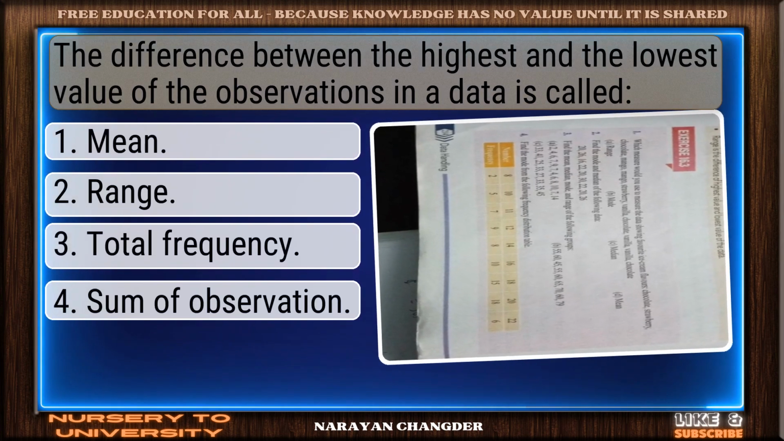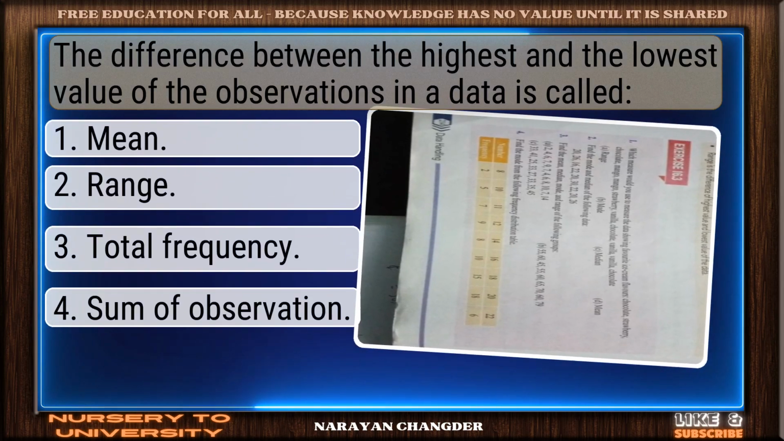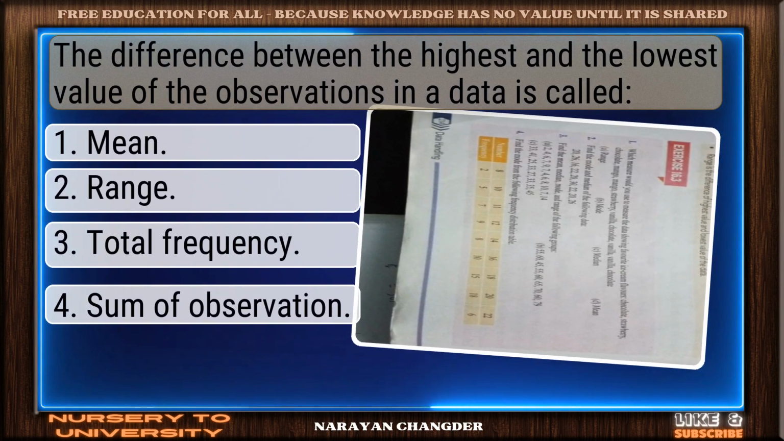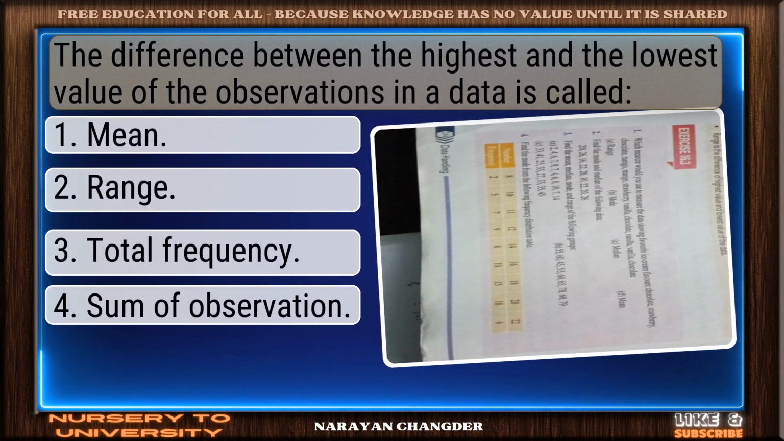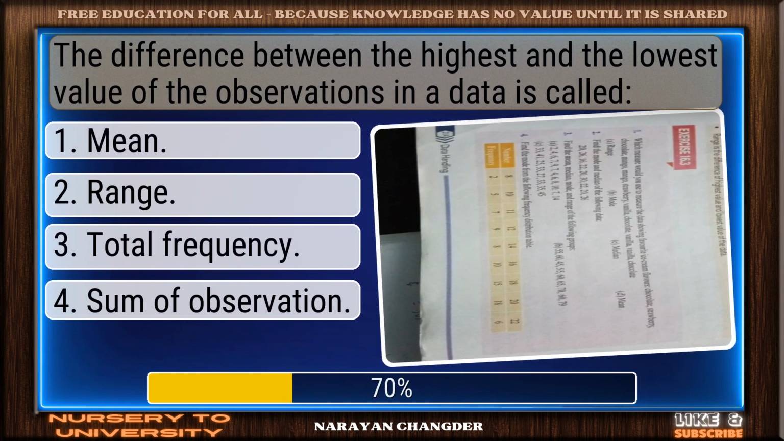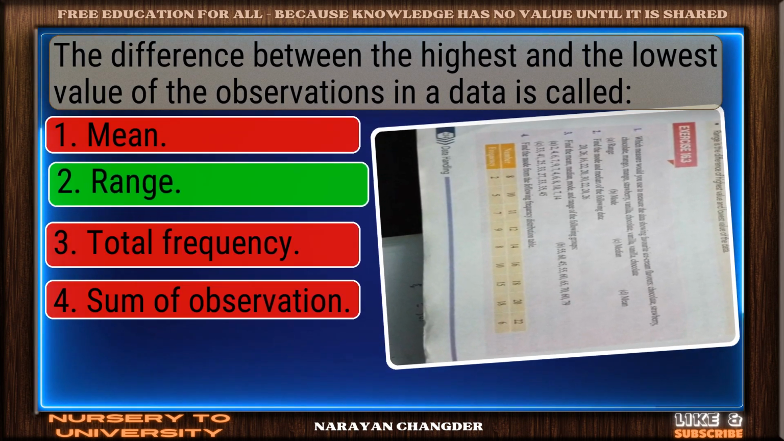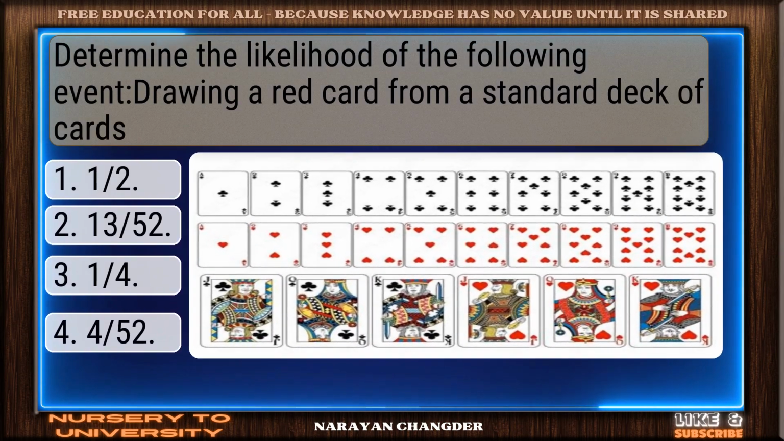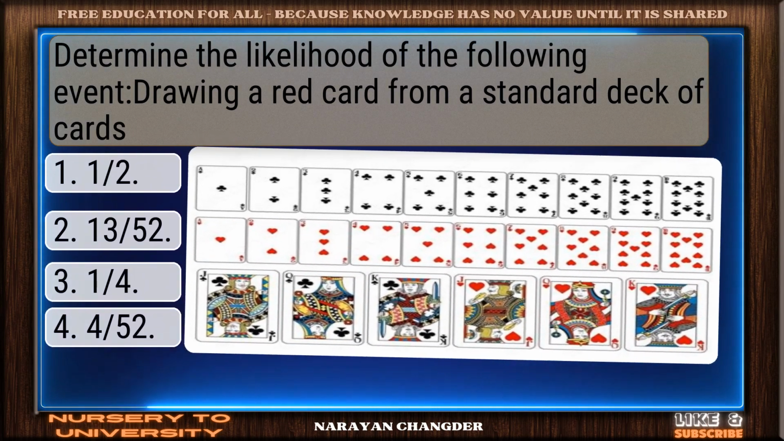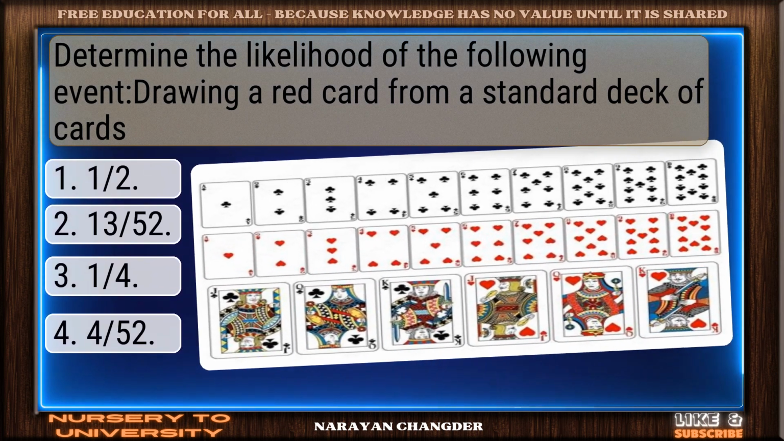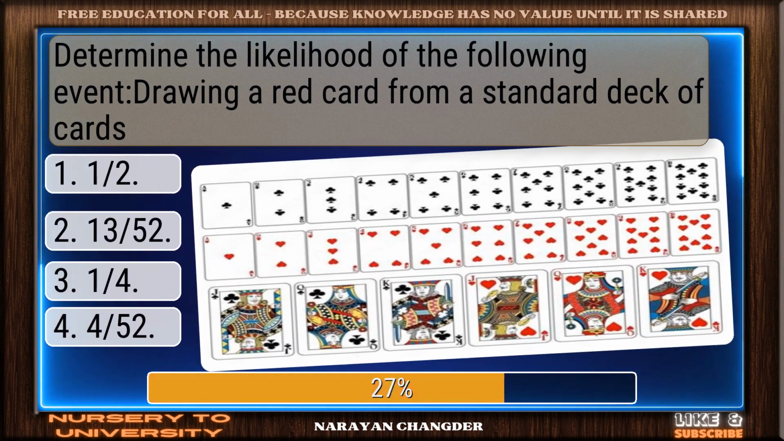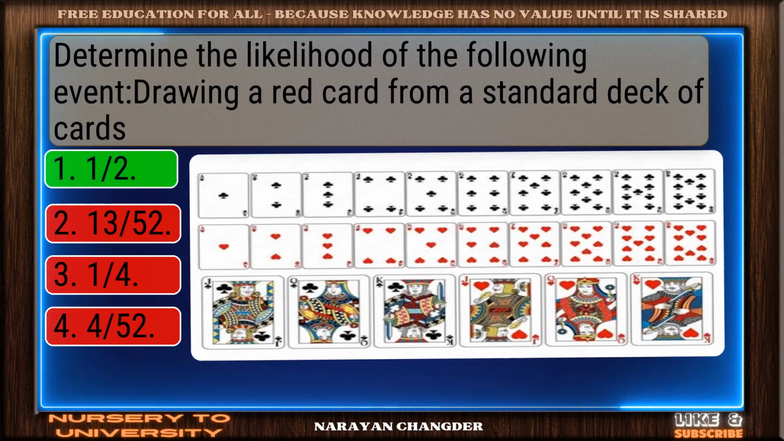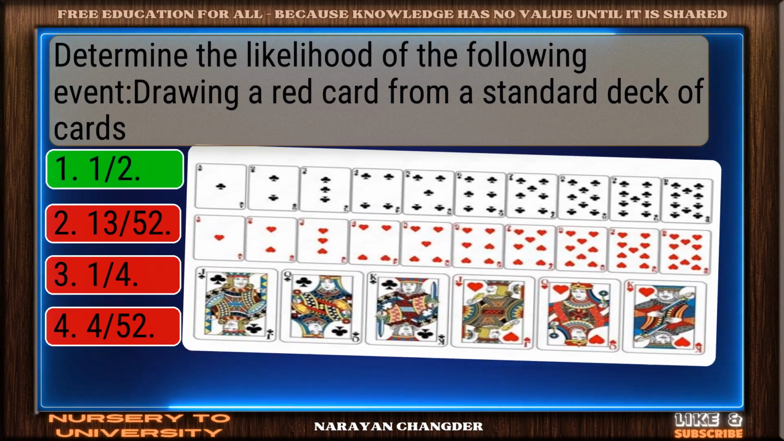Question number 9. The difference between the highest and the lowest value of the observations in a data is called more. Perfect. Range is the correct choice. Question number 10. Determine the likelihood of the following event. Drawing a red card from a standard deck of cards. Solid response. 1.2 is a valid choice.